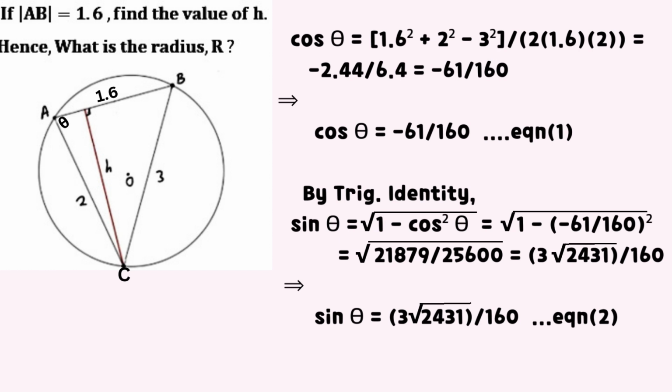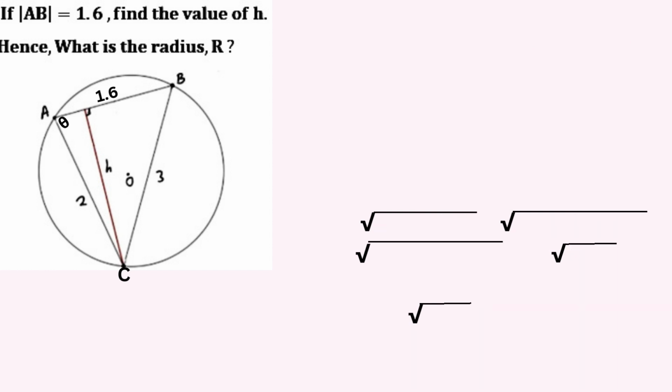By trigonometric identity, sine theta equals the square root of 1 minus the square of cosine theta, which equals 3 times the square root of 2431, all divided by 160. After simplification of substituted value, we call it equation 2.